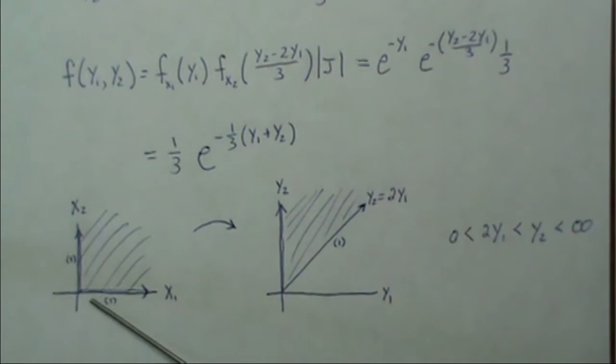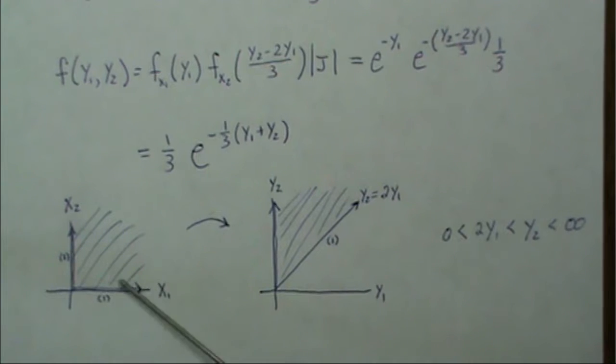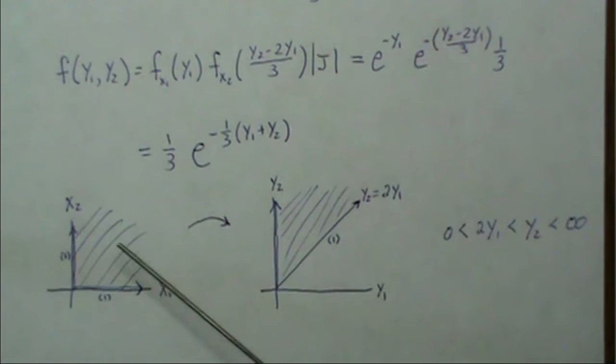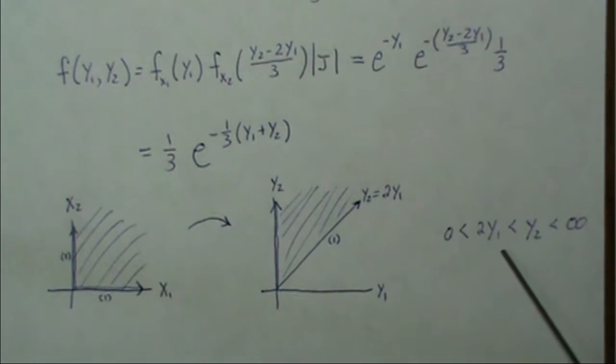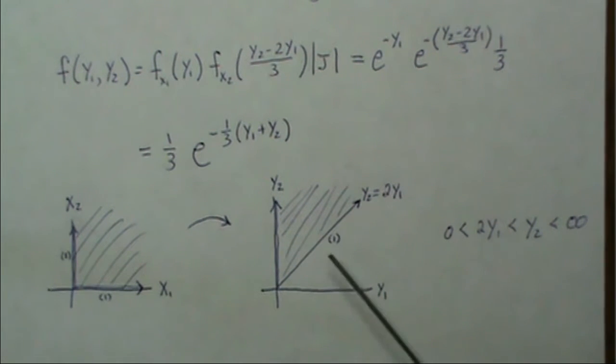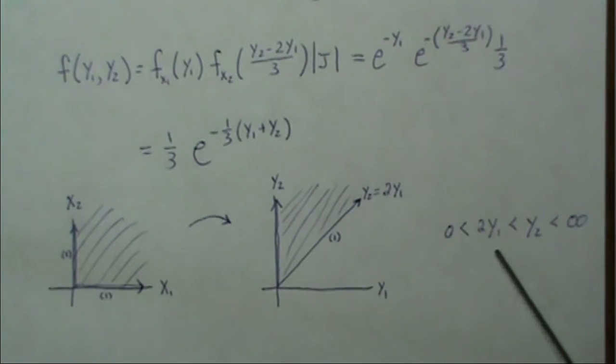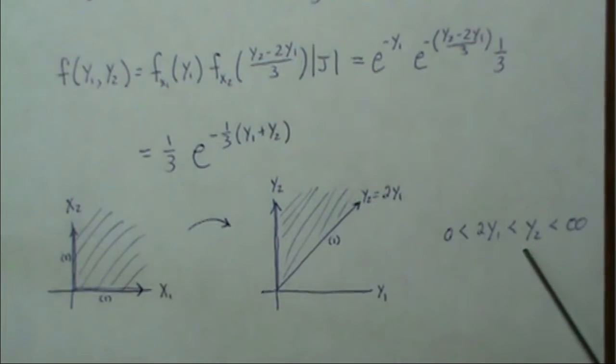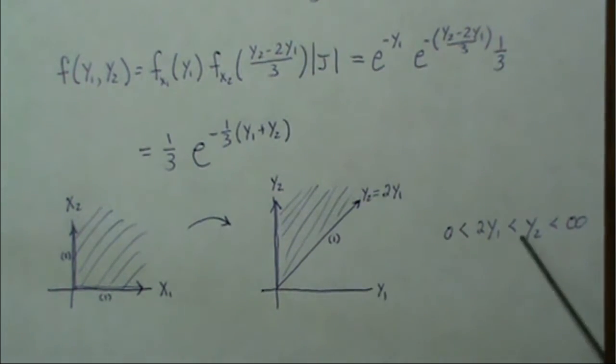And then x2 goes from 0 to infinity, and x1 stays at 0, so then that maps to this boundary. So being between the boundaries, this ends up being our limits of integration. y2 goes from 2y1 to infinity, and y1 goes from 0 to actually y2 over 2.